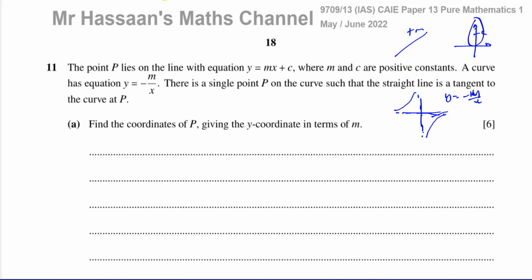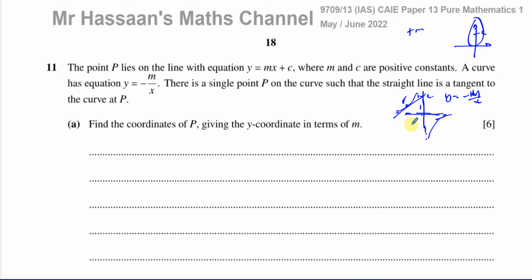Now, where could this point possibly be? Well, it can't be on this side of the curve, because if it was on this side of the curve, then c would be negative. The y-intercept would be negative. So it must be somewhere on this side. The tangent must be a tangent on this side to the curve. So P must be a point somewhere over here, such that the y-intercept is going to be a positive value.